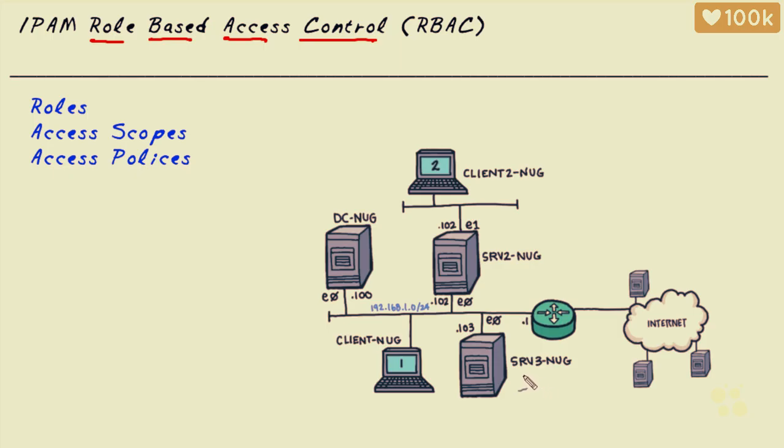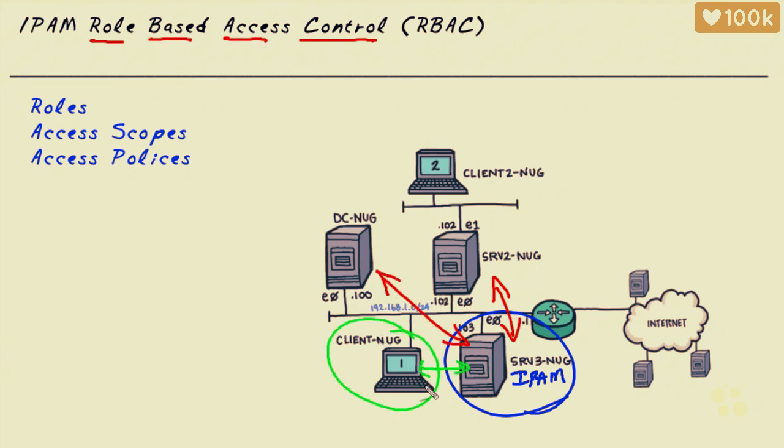So to implement this role-based access control type of functionality with IPAM, and just as a reminder of where we're at, here we have server 3, which is our IPAM server. And the IPAM server has a nice conversation going on with both server 2 and also DC-nug. And then you and I, as we sit here, we can both push commands and push configuration through IPAM, which in turn pushes them out to our servers.